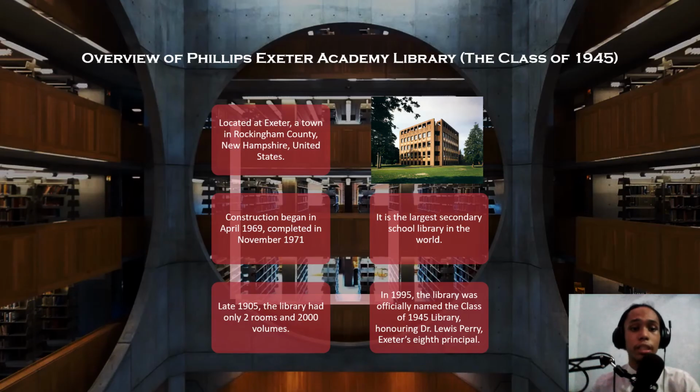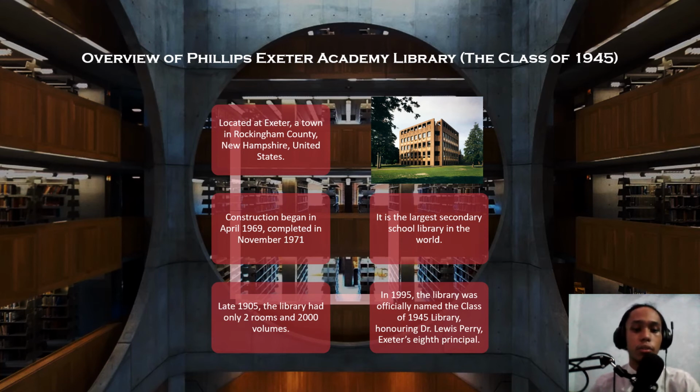I'm about to present Phillips Exeter Academy Library, or the Class of 1945 Library. This is the overview. It is located at Exeter, a town in Rockingham County, New Hampshire, United States. The construction began in April 1969 and was completed in November 1971.